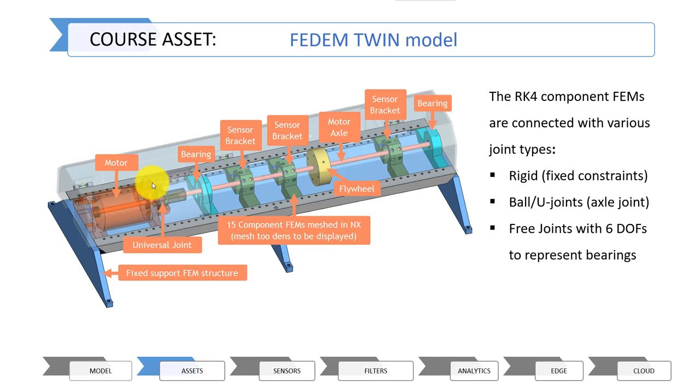In addition, you have sensor brackets here, where proximity sensors are located on the physical model. But here you can add additional sensors as well. And we have a flywheel with an off-center mass that can be introduced. And the overall support structure is fixed to ground by using rigid constraints or rigid joints.